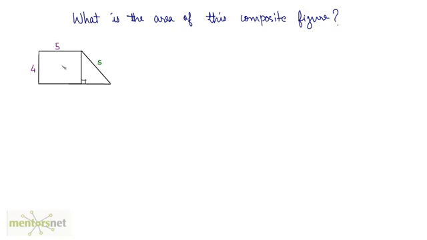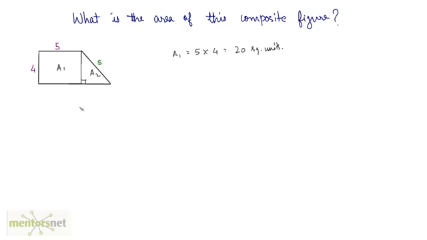Okay, so what will be the area of this figure? Well, it will be the addition of the area of this rectangle and the area of this triangle. Okay, so first let us calculate the area of this rectangle. So A1 is equal to the area of a rectangle, which is length into breadth, and that's 5 times 4, and that will be 20. We don't have the units, so 20 square units.